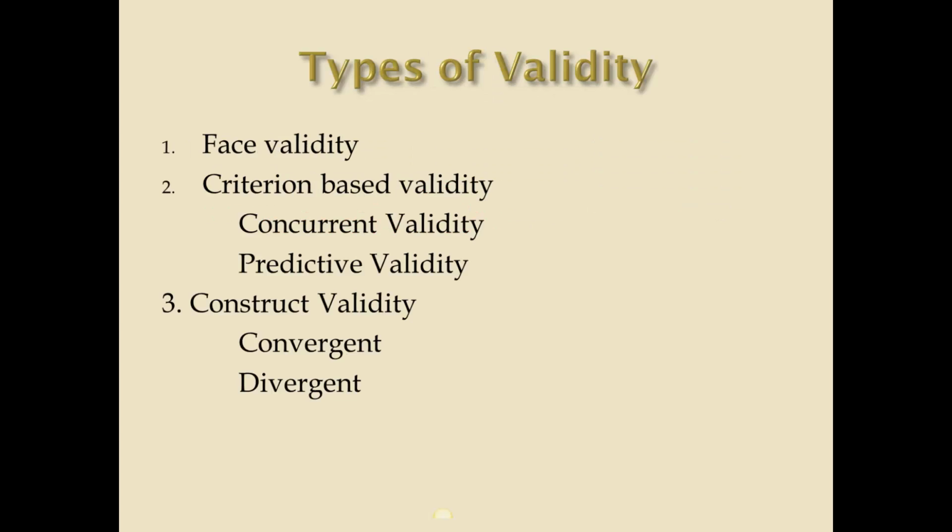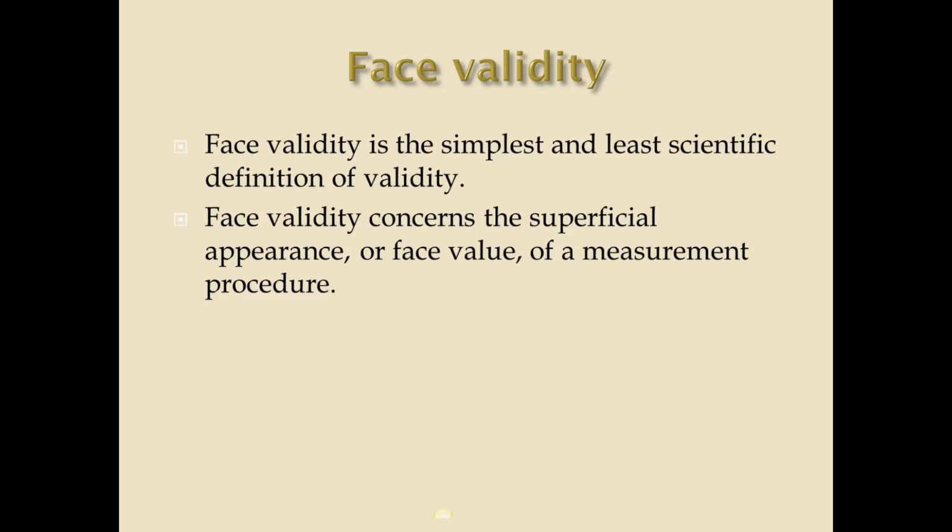In your textbook, different types of validity are listed, like face validity, criterion-based validity, and construct validity, which I'm going to explain here. The first one is face validity. Face validity is the simplest and least scientific definition of validity. It's not even a good measure of validity because it just tells you if the test looks valid.